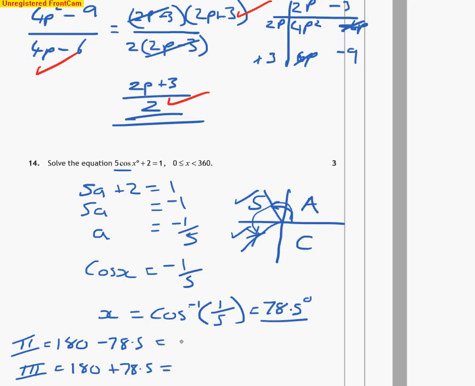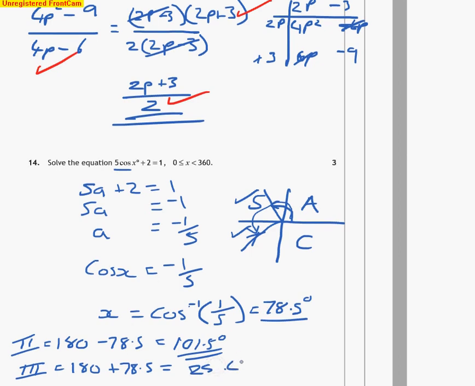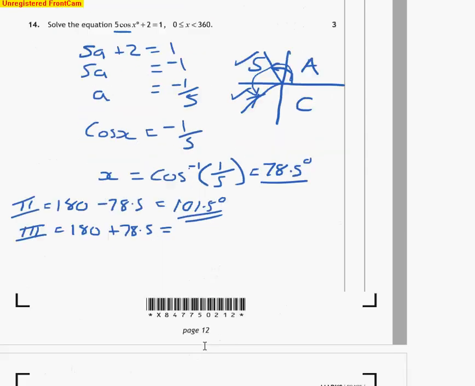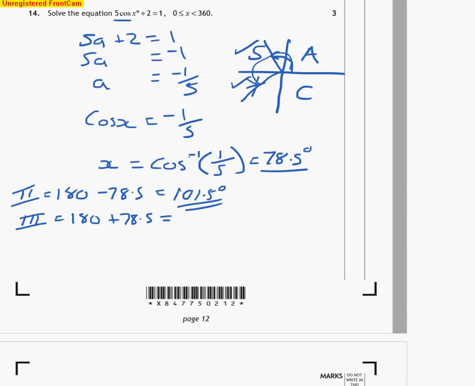So that's going to be 101.5 degrees. Yep. This is going to be 258.5 degrees. That's not very clear, is it? I do apologise. When I get to the bottom of the screen, the pen becomes slightly annoying. So yeah, 258.5 degrees. Okay, so that is the question.